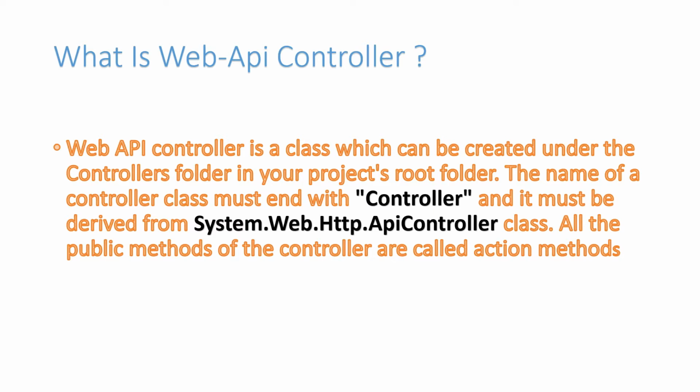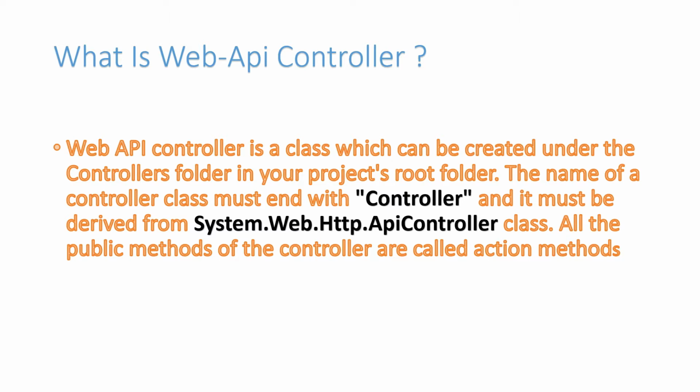You can see a Web API controller is a class which can be created under the controllers folder in your project's root folder. Like there will be a folder called controllers. So in that you are going to create a controller. The name of the controller must end with controller, right? So for example, you are creating a controller for student management. The controller name should be like student controller, right?